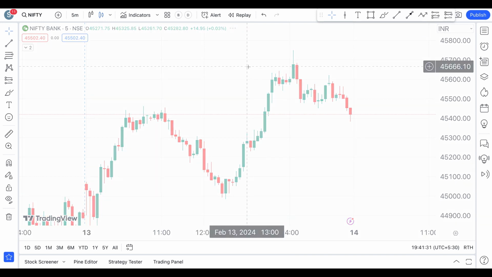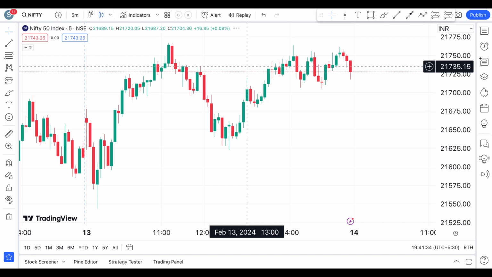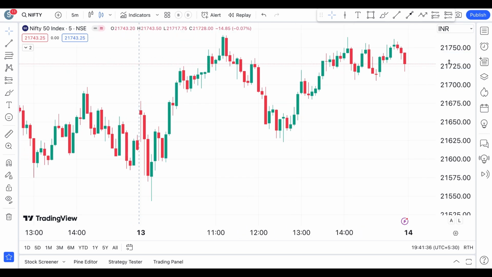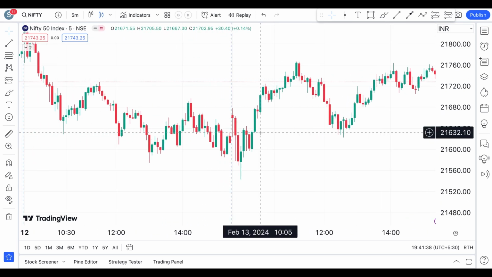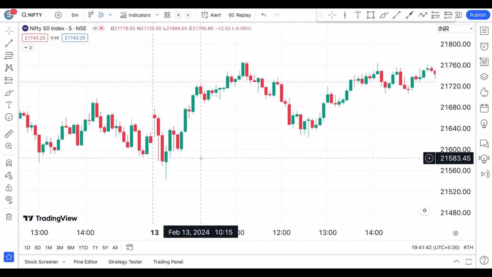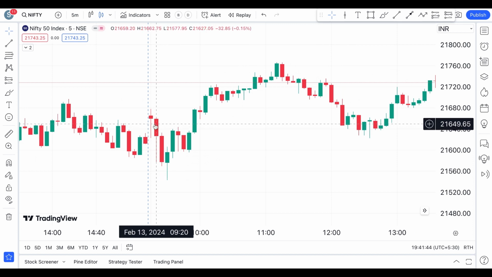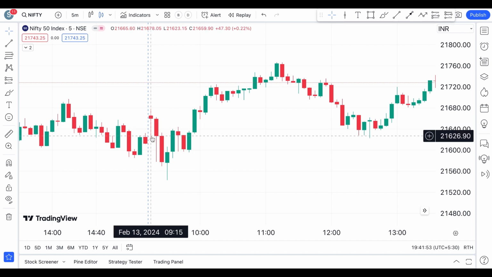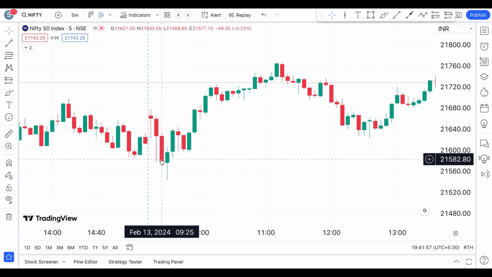Let's quickly take a look at our Nifty chart. All right, so here we have the Nifty chart, and the price action is kind of similar here. The first three candles are red candles, and if you notice carefully, the majority of the rejection for the first candle is coming from the downside, and on the second candle, more than 50% of the rejection is coming from the downside as well.